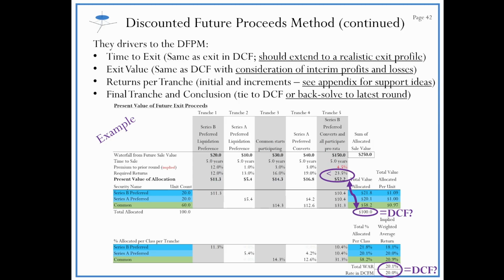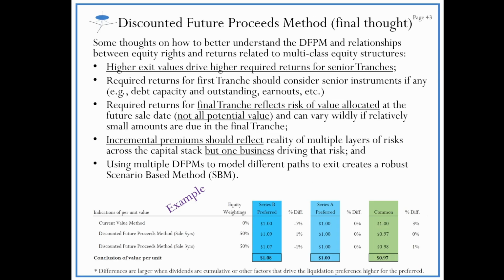Final thoughts on the DFPM. In working with a model, consider that higher exit values drive higher returns for senior classes. Required returns reflect the risk of the value allocated in the tranche. And for the final tranche, the discount rate reflects the value being allocated in the final tranche, not all potential value above that amount. Finally, the DFPM can be used to model multiple different scenarios at the same exit date, but different terms might be driving the outcome.